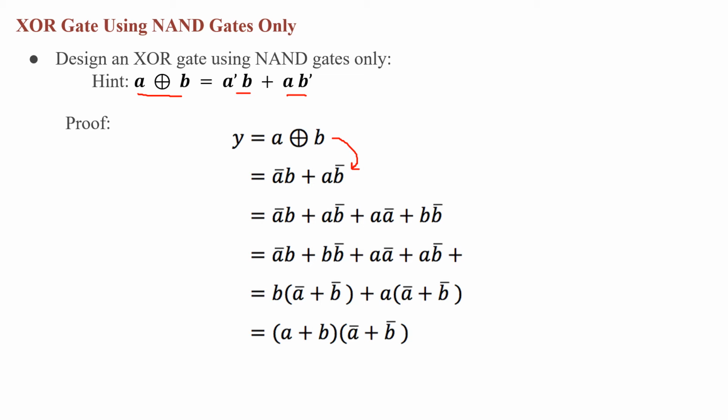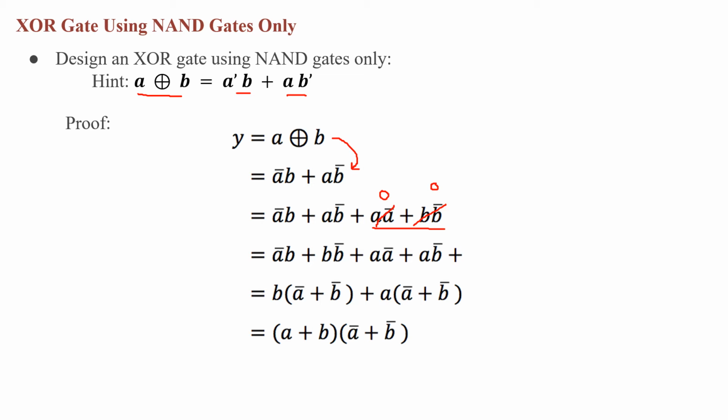Starting from this line, what we did is actually add these two terms to the expression. And if you think about it, A ANDed with not A is simply 0, right? So we didn't change the expression. Also, B ANDed with not B is 0. So this is one of the rules.